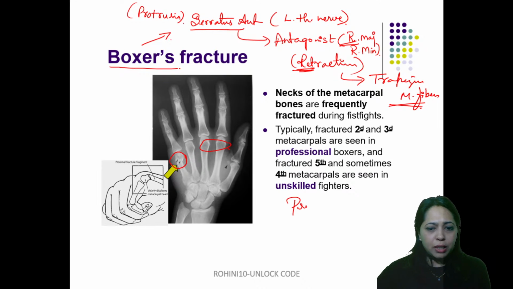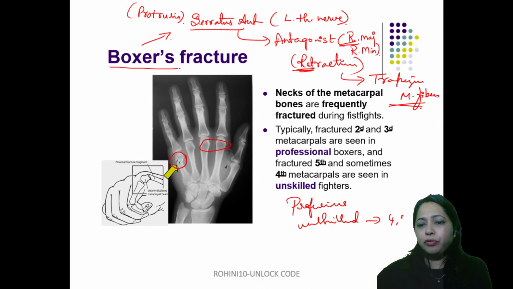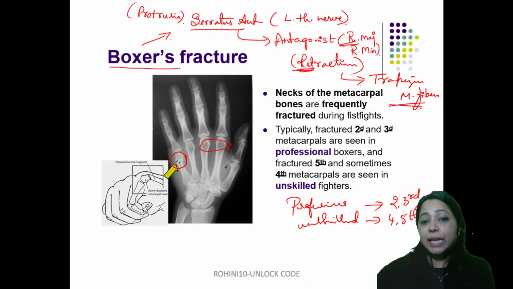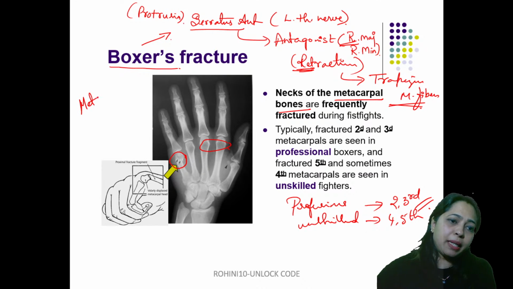So the professional ones and the unskilled ones, usually the ones who simply get hurt, it is the fourth and fifth. The ones who are professionals, second and third. So where is it exactly? It is the metacarpal neck. Okay, remember, metacarpal necks.